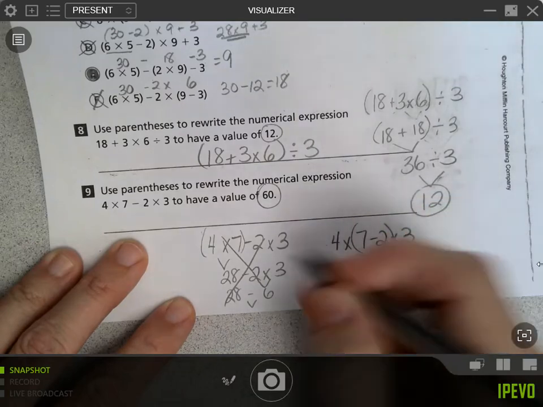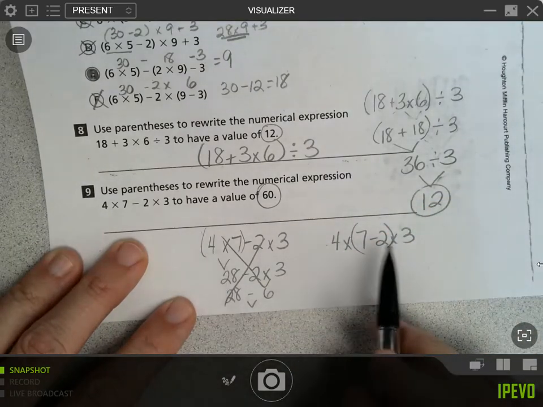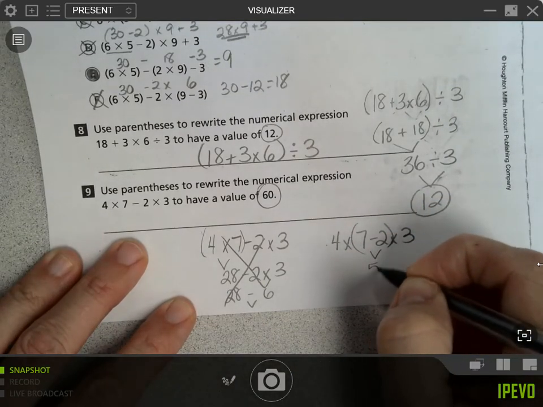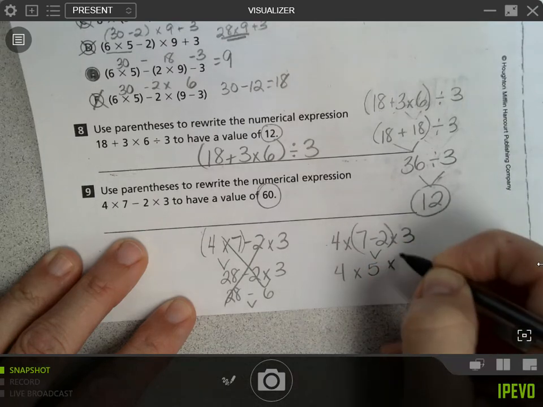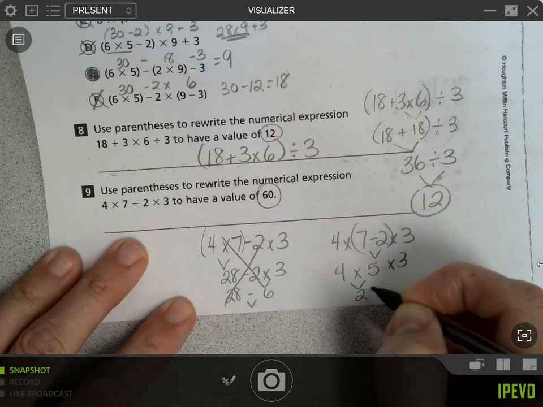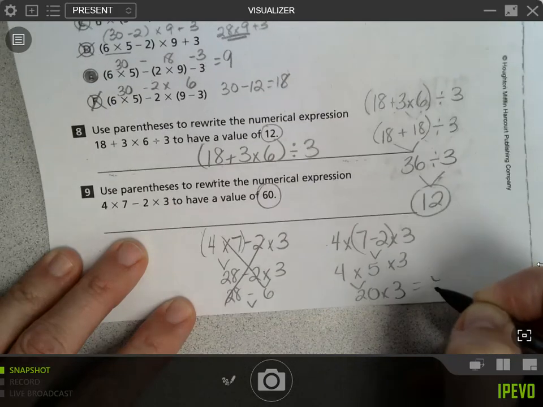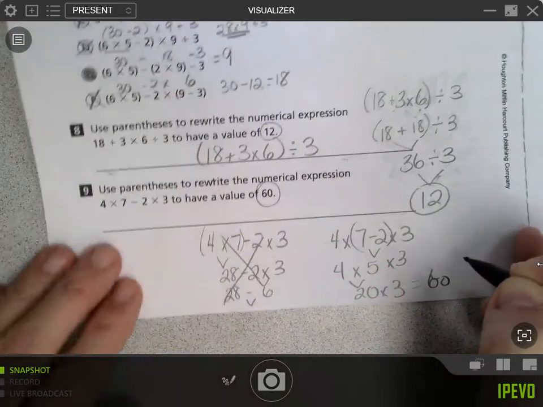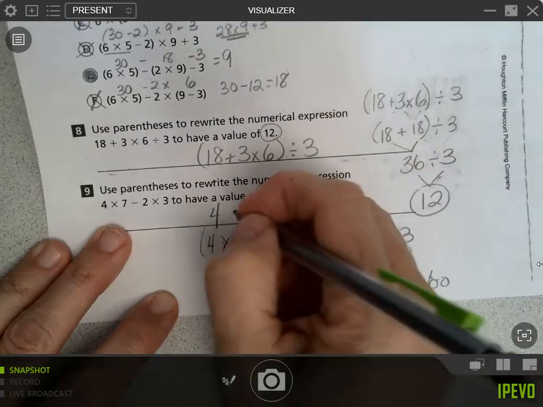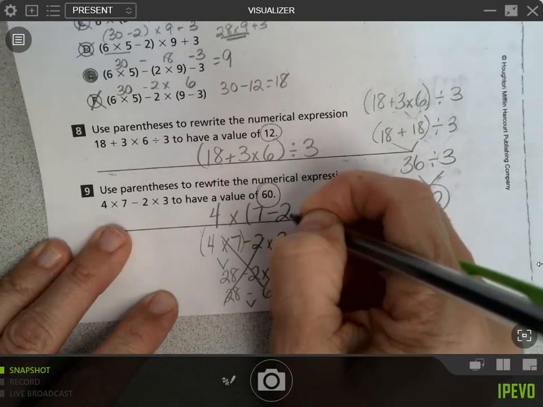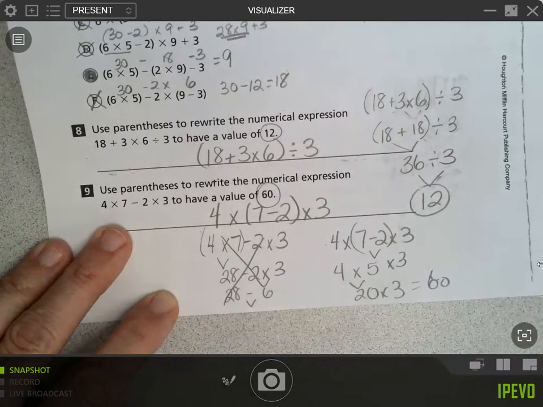I'm just going to keep moving down. Now I'm going to do the next pair. So now I have 7 minus 2 is 5. Times 4 times 3. 4 times 5 is 20. Times 3. There. Oh, I got it on the second try that time. So we have 4 times the difference of 7 and 2 times 3.